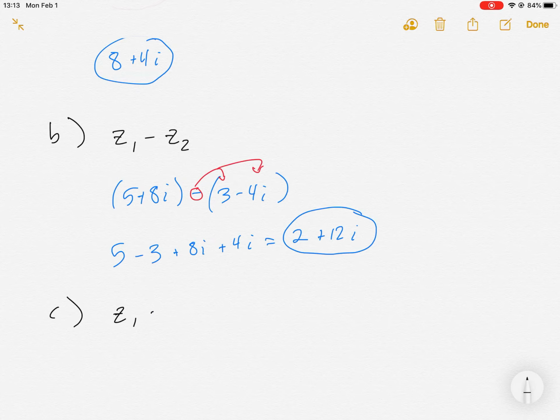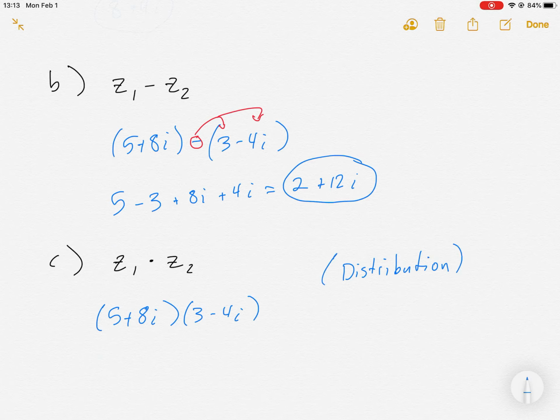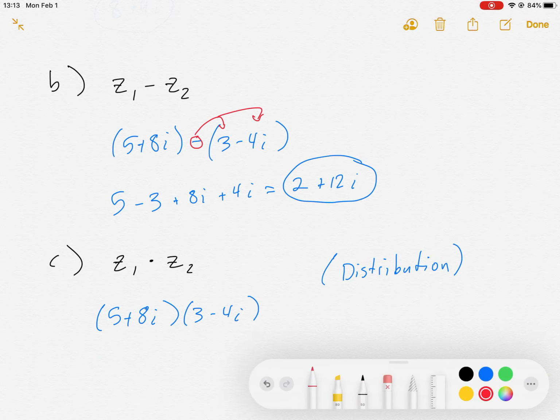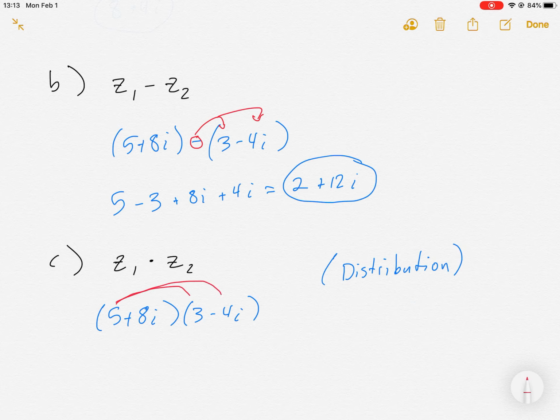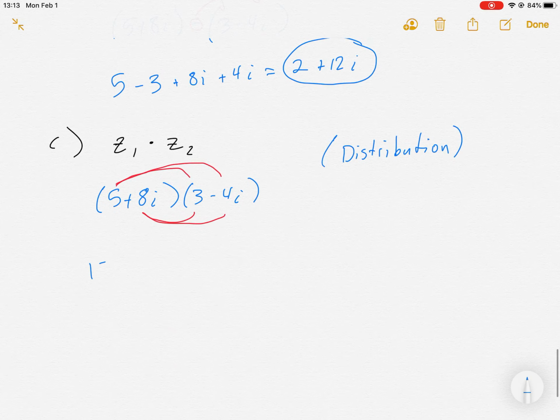Now the final operation we're going to do is multiplying. So I'm going to take z1 times z2, and this should again look familiar. So 5 plus 8i times 3 minus 4i. We're going to do this exactly as if these were x's instead of i's. So this would be distribution, or some folks might want to call this FOIL. But what it is, we're just going to take the 5 times 3, 5 times negative 4i, and the same with the 8. Let's go ahead and write all these terms out. 5 times 3 is 15, minus 20i. 8 times 3 will give me 24i, and then 8 times negative 4i is negative 32i squared. But notice I do actually end up with an i times i, which is i squared.